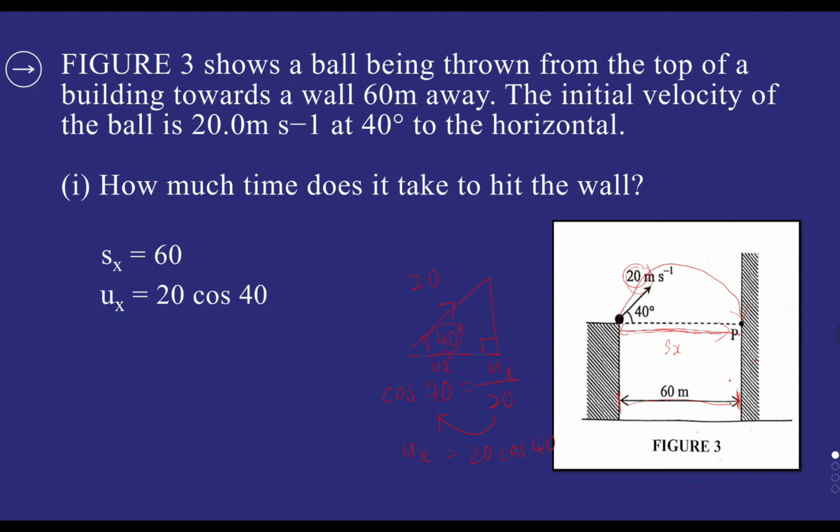Okay, and next we need to find the time. So we just list out time. So we have the information here. We can use this to find how much time it takes to hit the wall. So we can use the equation Sx equals Uxt based on the information that we have. So we just sub the values in. So we get 60 equals 20 cos 40 t. And we just move 20 cos 40 to the other side, and t equals 3.92 seconds. So this is the final answer for this question.